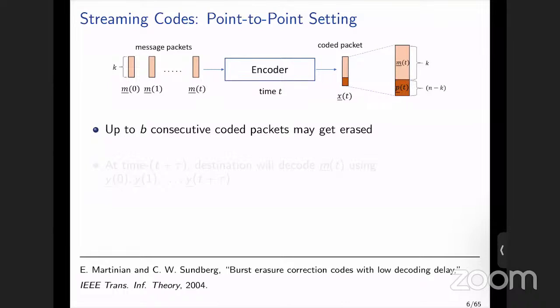And on the channel model, what we are going to assume is the following. Up to B consecutive coded packets may get erased. Currently I'm discussing the point-to-point setting. Next, after discussing all this, we'll go to the 3-node setting, which is what I'll be mostly talking about. But I need some elements from this point-to-point setting to explain whatever we are going to do in the 3-node setting. So that's why I'm going into detail even through the point-to-point setting.